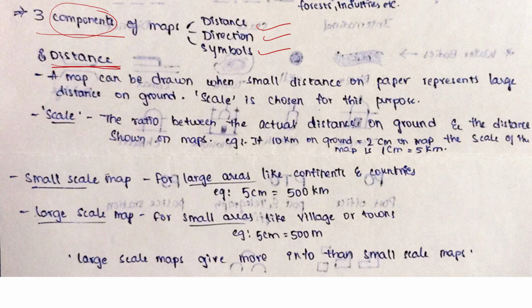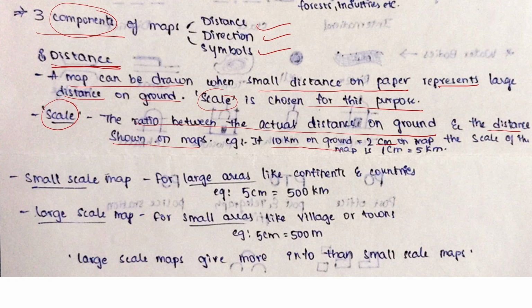A map can be drawn when a small distance on paper represents a large distance on the ground. Scale is chosen for this purpose. And what is scale? The ratio between the actual distance on ground and the distance shown on map. Example, if 10 kilometers on ground is equal to 2 centimeters on map, the scale of the map is 1 centimeter is equal to 5 kilometers.